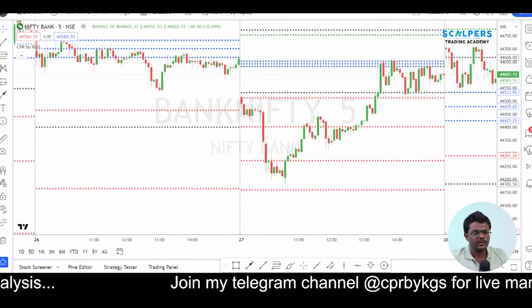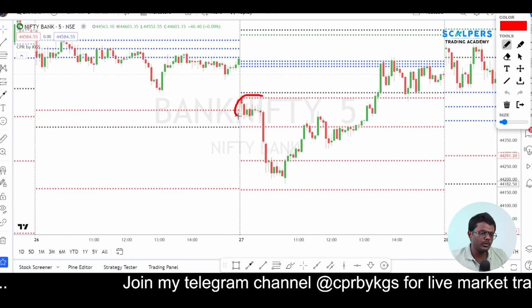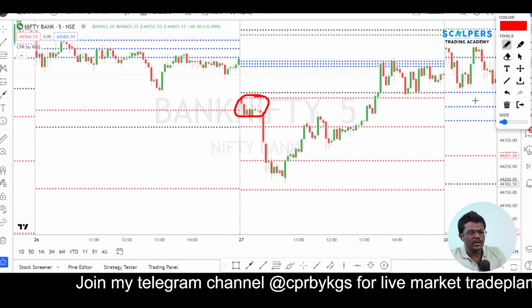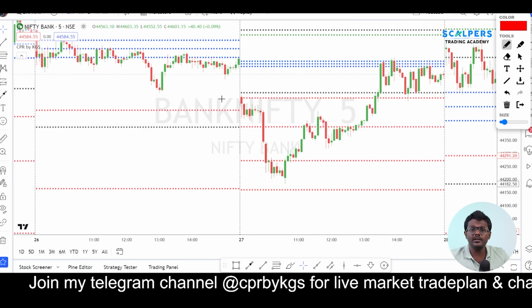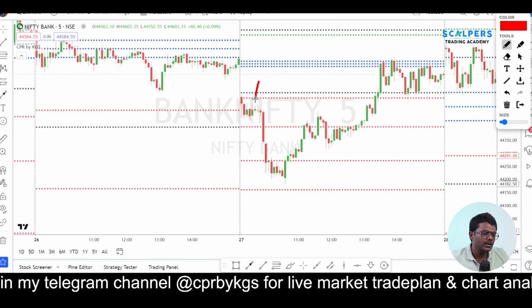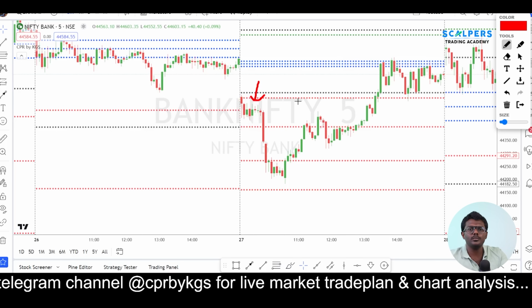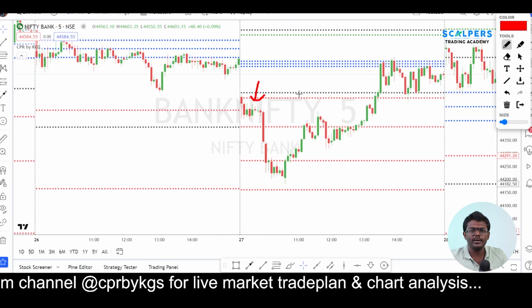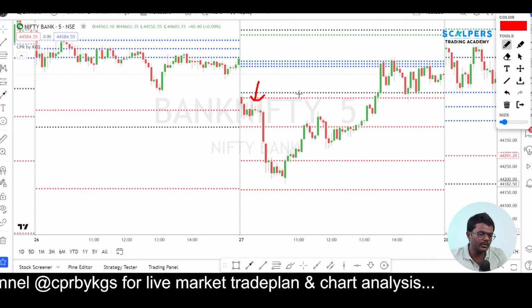On 27th, once again the candles are trading below S1 and previous day low. So in these accumulations itself, and in fact it is a gap down opening, so I can go for a short position in these accumulations. Okay, there is a gap down opening, the candles are sustaining below S1 and previous day low.